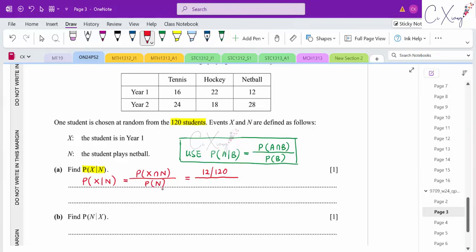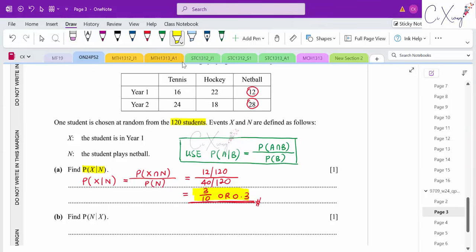Right, so now let's have a look at the netball. The probability of N means the probability of students who play netball. So the total number playing netball is 12 plus 28. These two numbers are the students who play netball, right? So when you add them together, you'll have 40. So it should be 40 over 120. Simplify this answer, by right you'll have 3 over 10, or of course you can write it as 0.3 as your final answer. Okay, so this is what you have for part A.